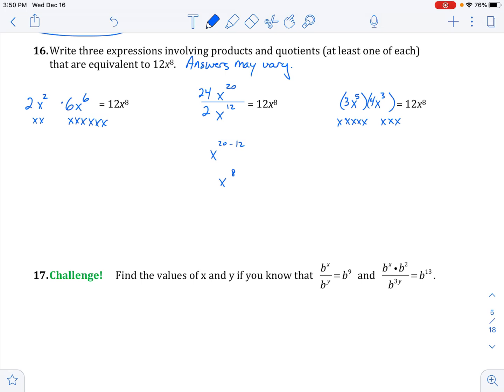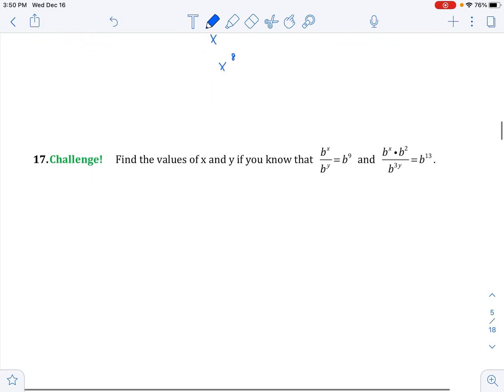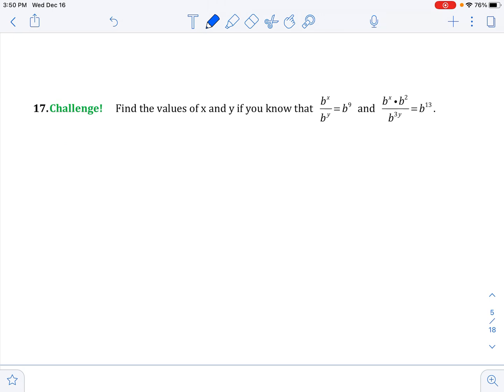And last but not least, in this challenge problem down here, I really like the way this one plays out, because if I take a look at this first part, that's the b to the x divided by b to the y equals b to the 9th. What I remember is that I can subtract these exponents, and that's going to be equal to b to the 9th. Well, if my bases are equal, I know that the exponents then would have to be equal. I'm going to mark that right now as one equation.